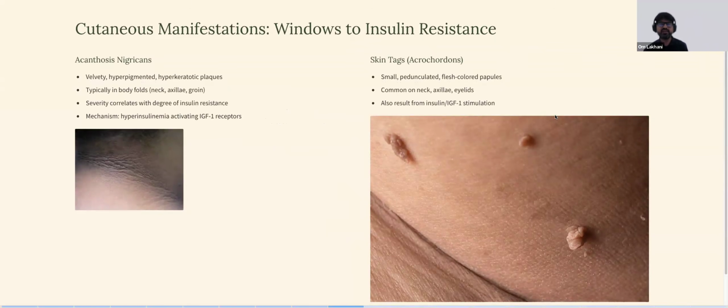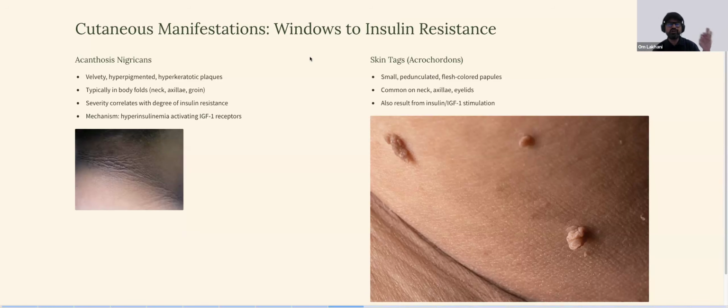Now, some direct ways of assessment of insulin resistance are these clinical features. That is acanthosis nigricans, and you have skin tags, right? So you can see the pictures over here. Acanthosis nigricans is a very good clinical assessment of hyperinsulinemia. You have velvety, hyperpigmented, hyperkeratotic lesions, typically seen in the neck, the axilla, and the groin. If you don't see the neck, you can actually expose the patient and look at the axilla also. Its severity also correlates with severity of insulin resistance. So the more acanthosis you have, the more insulin resistance you have.